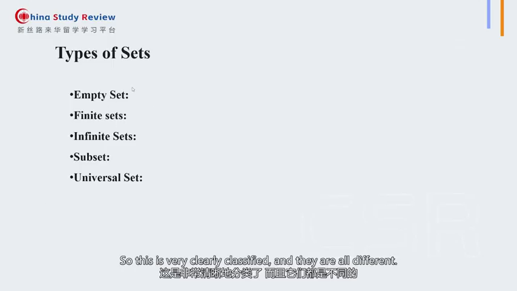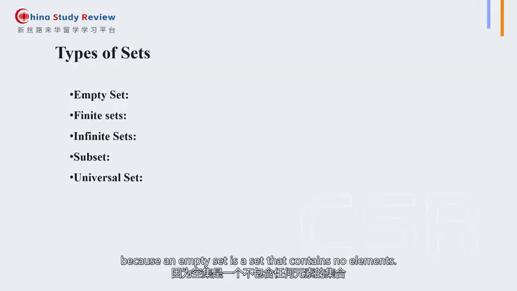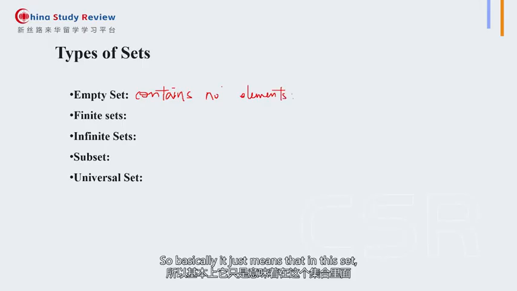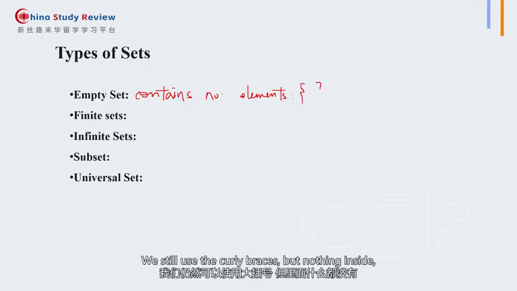This is very clearly classified, and they are all different. First of all, we have the empty set. The empty set is a very easy concept to understand because an empty set is a set that contains no elements. Basically it means that in this set there are no elements inside. So how do we write it? We still use the curly braces but with nothing inside.